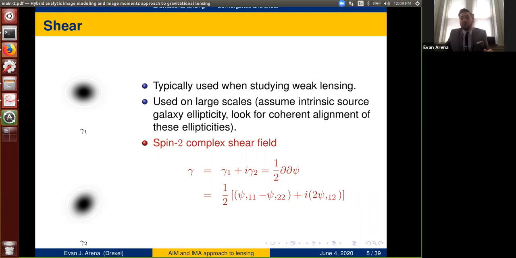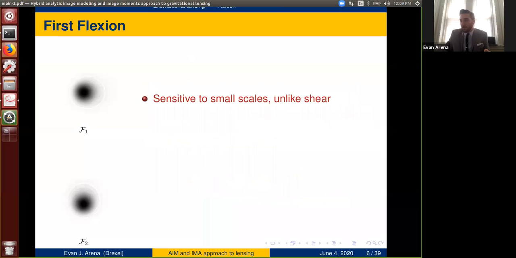Now, if the convergence and shear are effectively constant within a source galaxy image, which is the typical assumption, then this would be the end of the story. The fact is that shear and convergence are not constant within an image, and so we have higher order lensing effects. Flexion. First flexion is the result of the first of two ways we can take the third derivative of the lensing potential. And first flexion appears as a centroid shift.